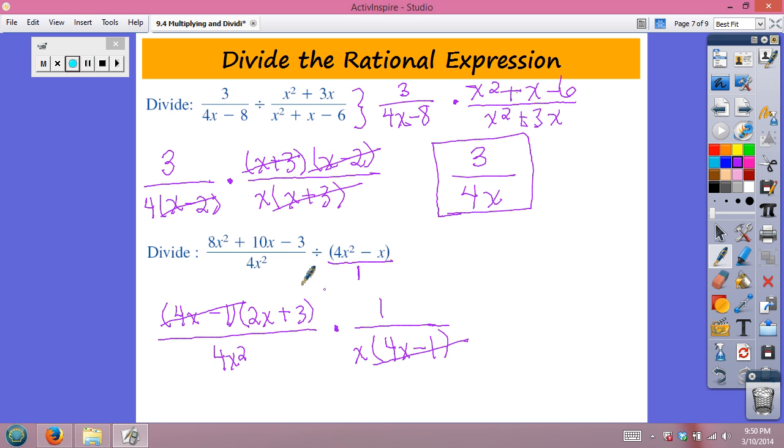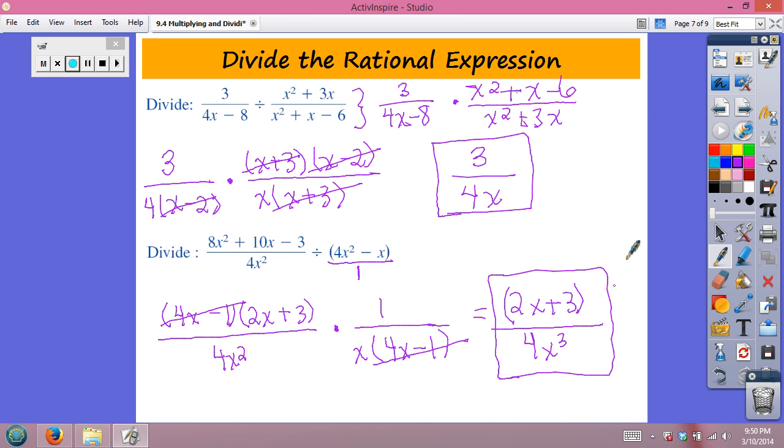Okay, so notice that we have a 4x minus 1 here and here. We can cancel those. Because there is nothing left to cancel, we are left with 2x plus 3 times 1 we know is just 2x plus 3. Make sure you keep those parentheses so you're not forgetting that you should not be canceling anything from those. 4x squared times x is just 4x cubed. So that is our final answer. Nothing more we can cancel out of any of those.